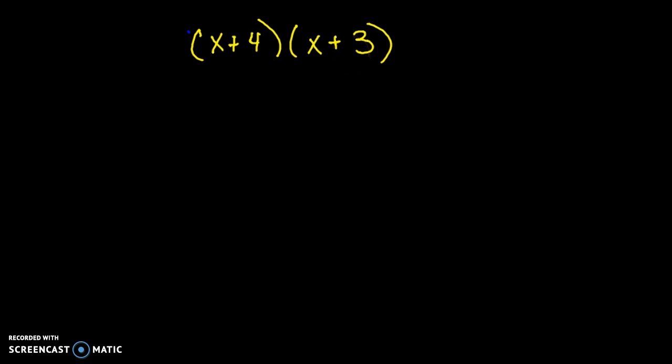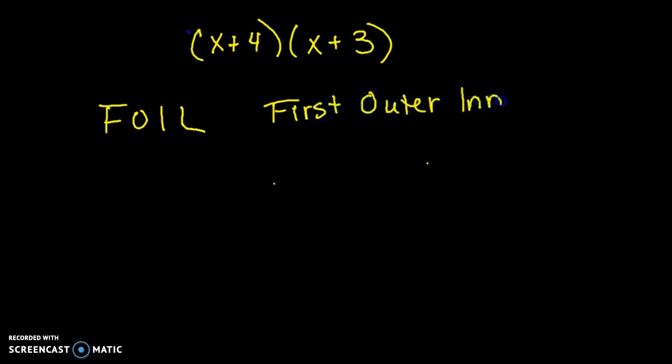We're going to use a method called FOIL, F-O-I-L. This is what you'll get in the habit of using anytime you have a binomial times a binomial. And what it stands for is first, outer, inner, and last. Okay, you're saying, what does that mean?